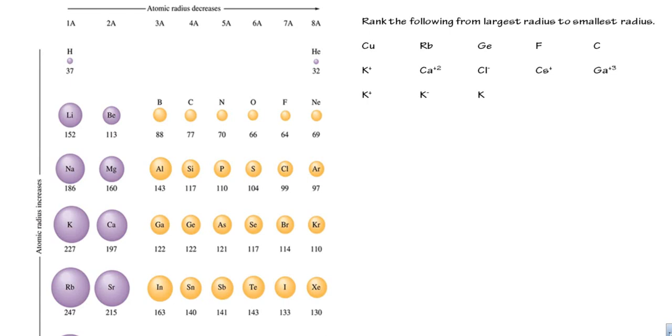Here's a kind of question that I would almost guarantee you'll find in the multiple choice section of the AP test. Rank the following from largest radius to smallest radius. You're going to have a periodic table for both multiple choice and free response sections on the AP test. So I would start by locating these elements.